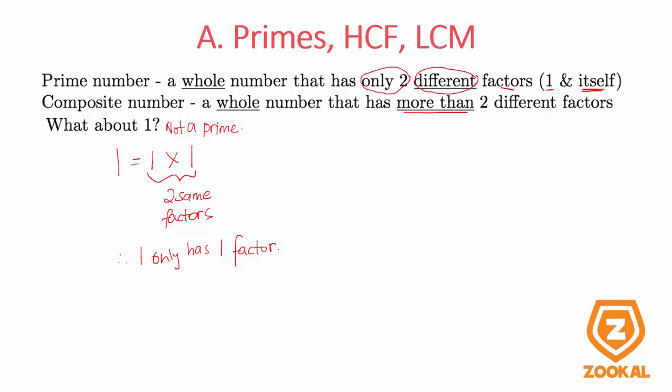What about a composite number? If prime numbers require two different factors and composite numbers require more than two factors, because 1 only has one factor, this means that it is also not a composite number.